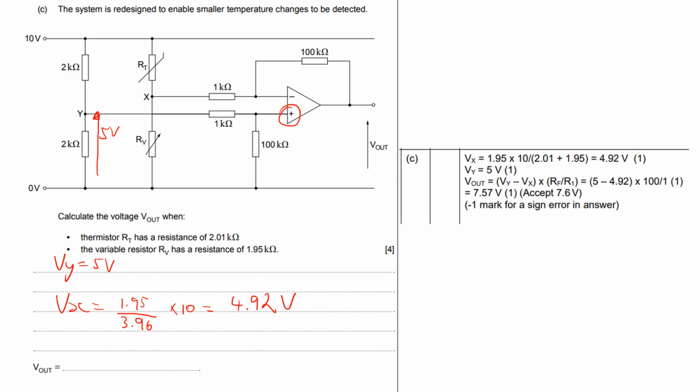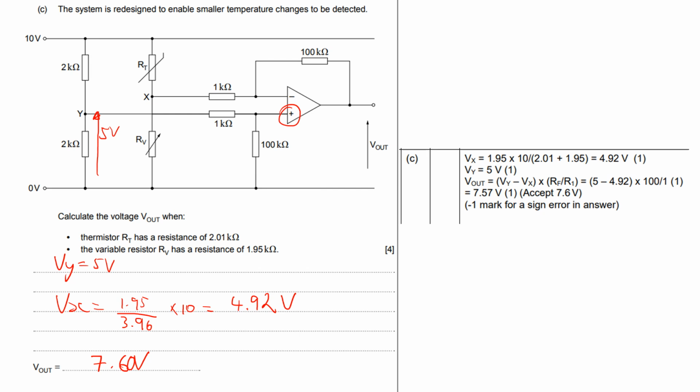Now, if you leave this in your calculator, and I go 5 minus answer, then you actually get 0.0776, if you see what I mean. If you don't leave it in your calculator and you just rounded that, then obviously it would be 8 volts. But if you keep it in your calculator, it would actually be 7.60 volts. That's what the mark scheme says. I think myself, if you rounded that, you would be okay to put 8 volts even.